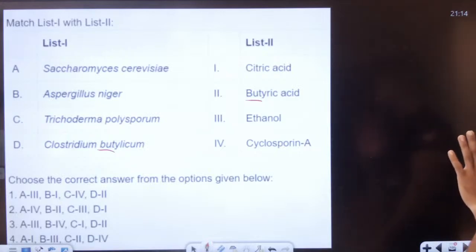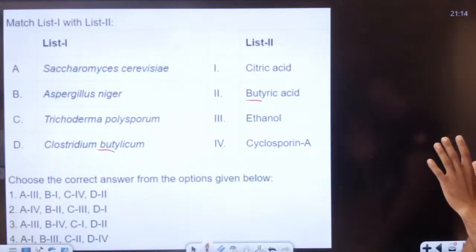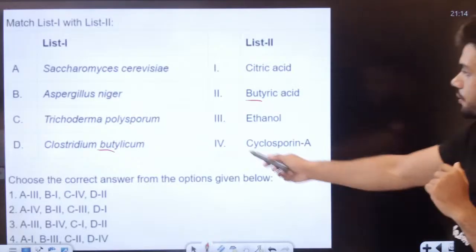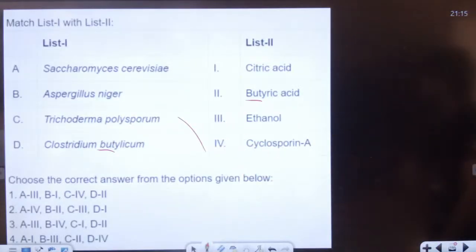D is going to be 2. So I got my answer. What is the answer? All of you tell me. A is going to be 3, B is going to be 1, C is going to be 4. That is your option number 1.